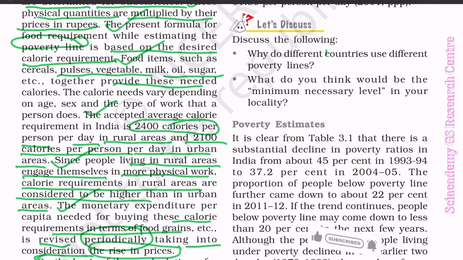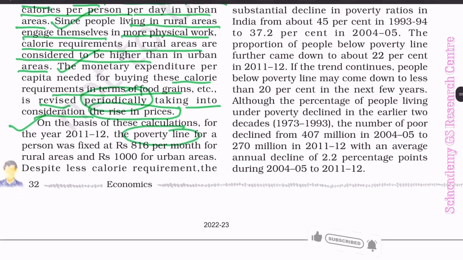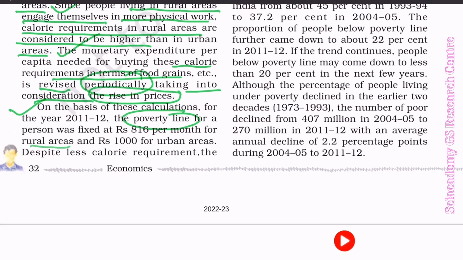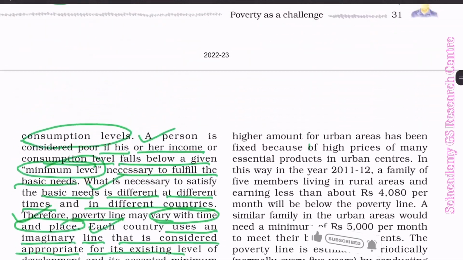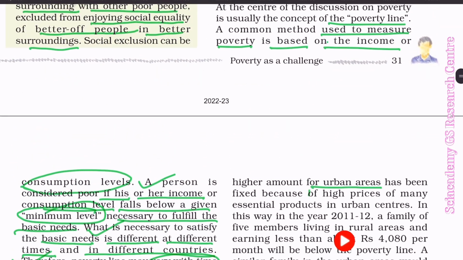On the basis of these calculations, for the year 2011-12, the poverty line for a person was fixed at rupees 816 per month for rural areas and rupees 1000 for urban areas. Despite less calorie requirement, the higher amount for urban areas has been fixed because of high prices of many essential products in urban centers.